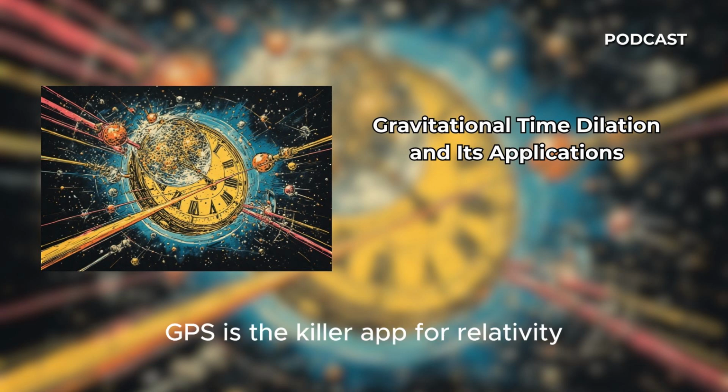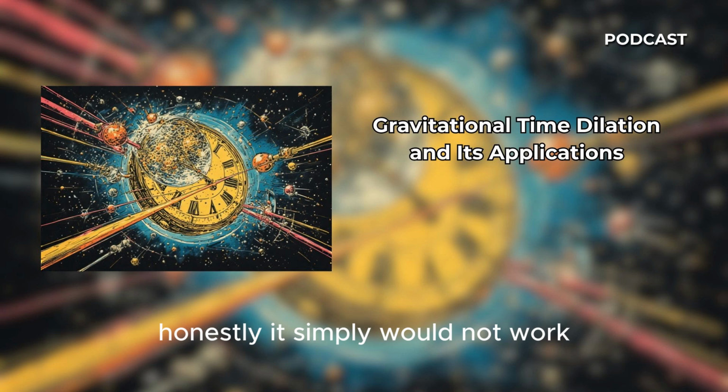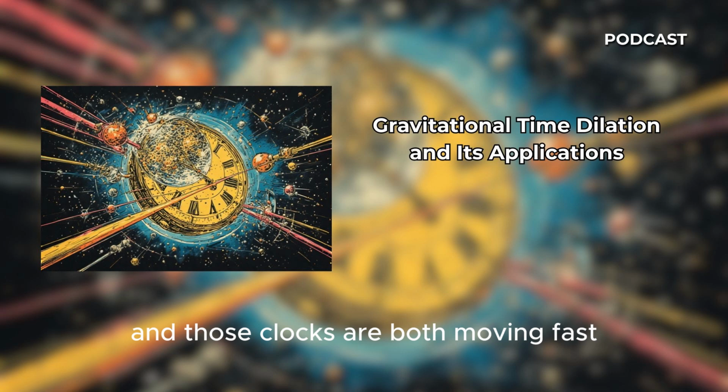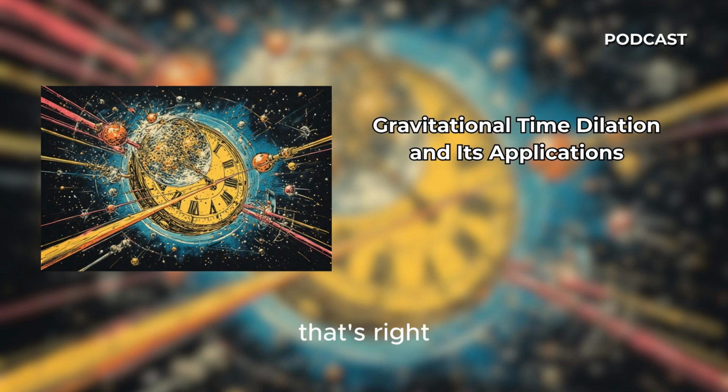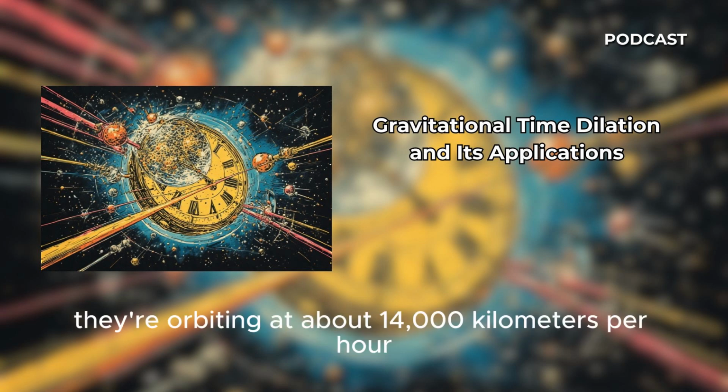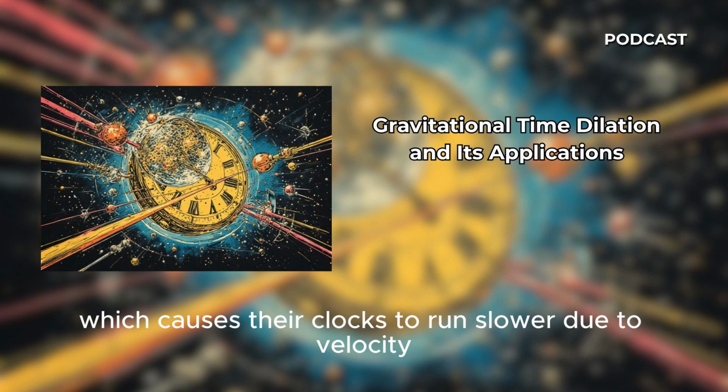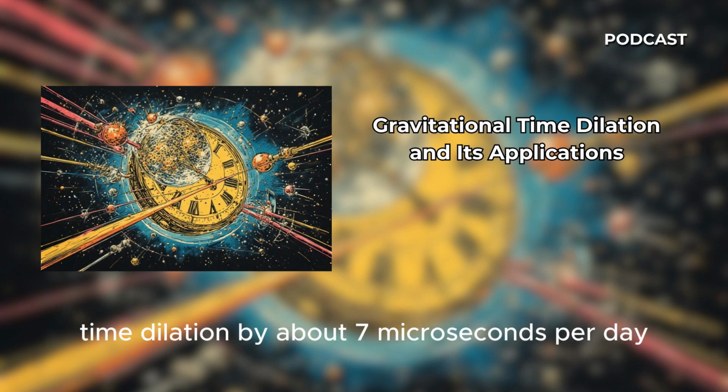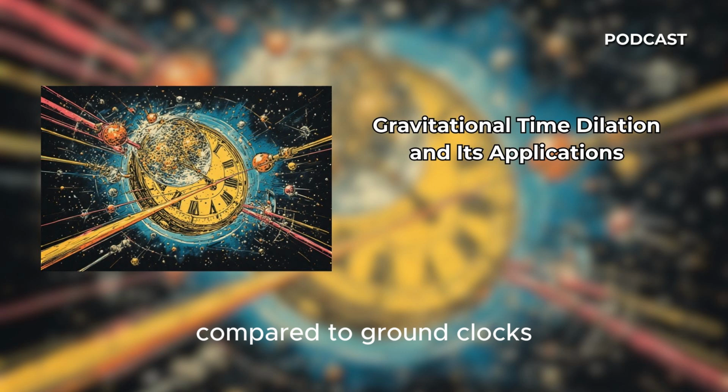GPS is the killer app for relativity, honestly. It simply would not work without accounting for time dilation. Because the satellites have clocks, and those clocks are both moving fast and are in weaker gravity. That's right. They're orbiting at about 14,000 kilometers per hour, which causes their clocks to run slower due to velocity time dilation by about 7 microseconds per day compared to ground clocks. Okay, 7 microseconds slower due to speed.